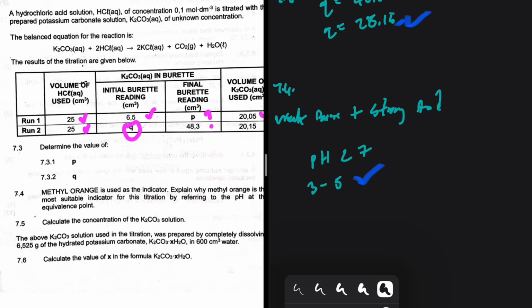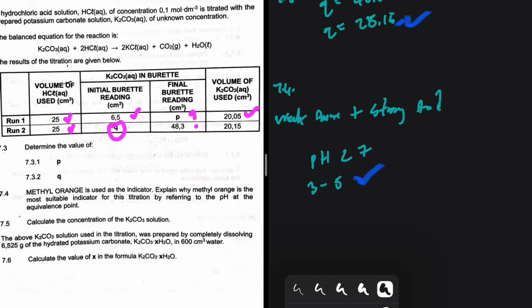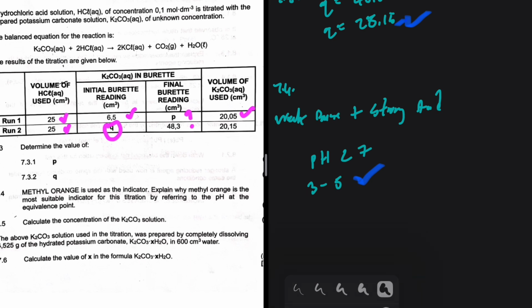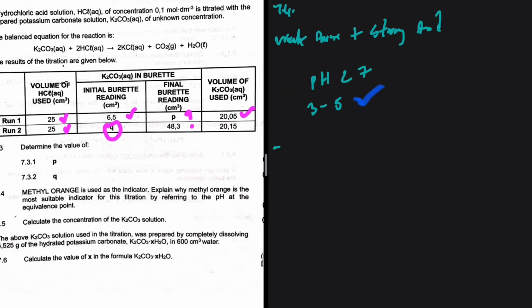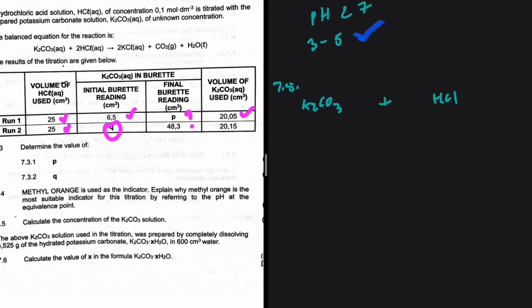Okay, and then 7.5, for 5 marks, we are supposed to calculate the concentration of K2CO3. I wonder what information we have, but let's take a look. So we have K2CO3 plus HCl. This is what we are dealing with.